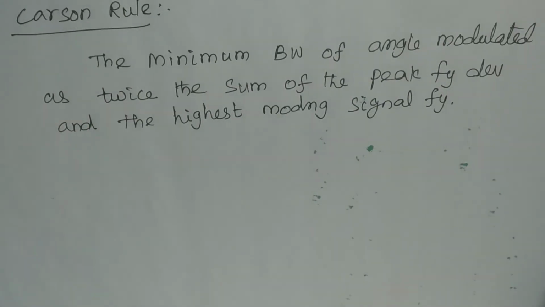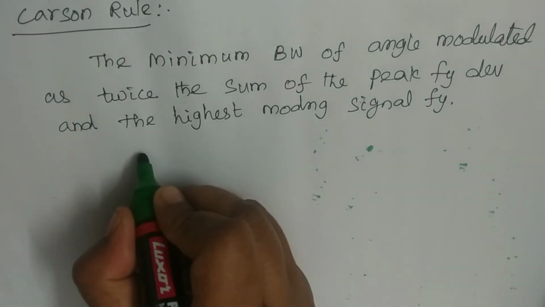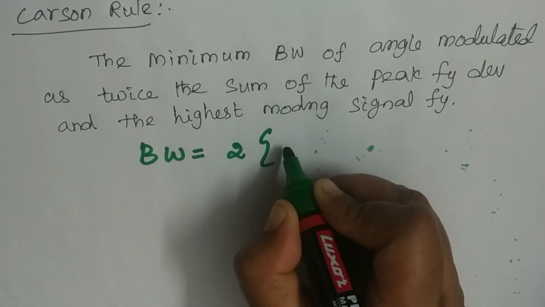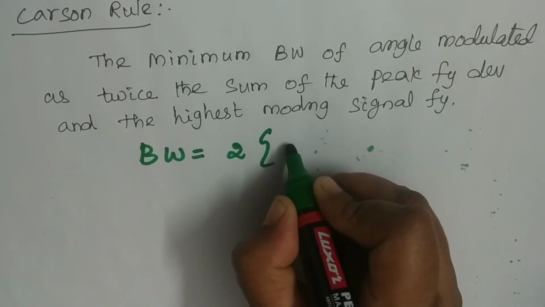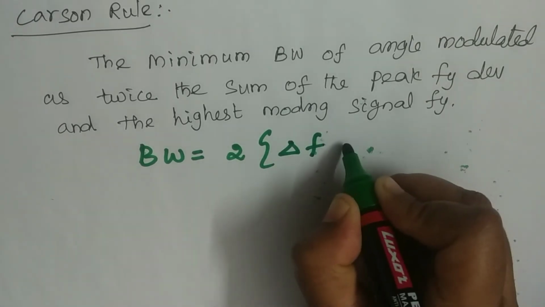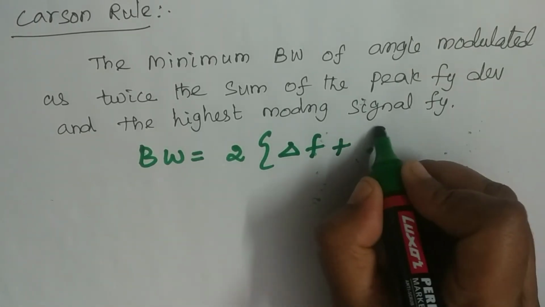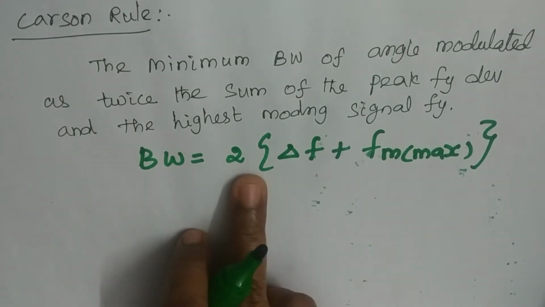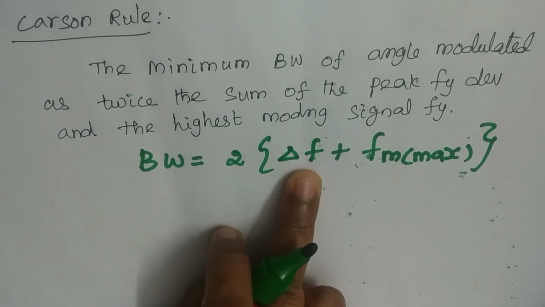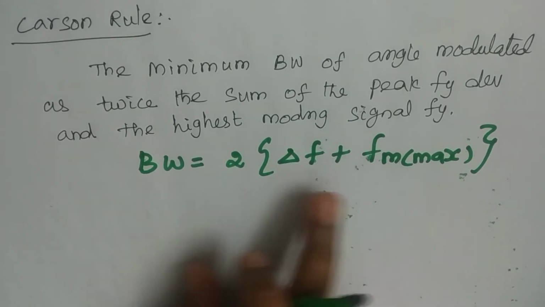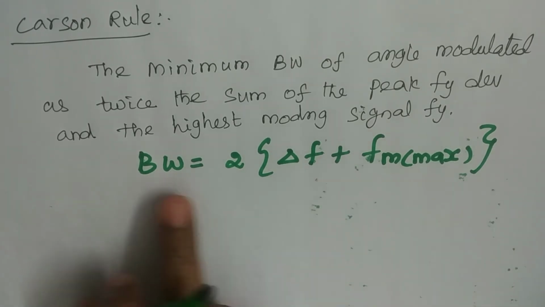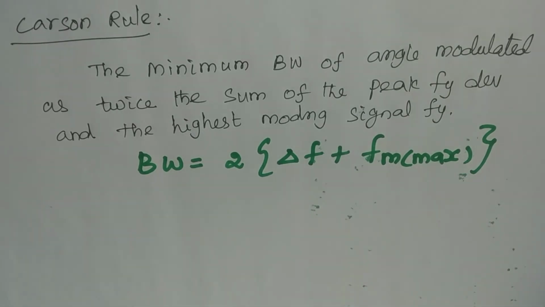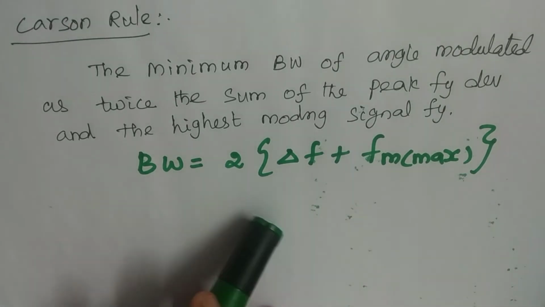It is nothing but: bandwidth for FM is equal to twice the sum of the peak frequency deviation delta F and the maximum modulating frequency. So this is the bandwidth for FM. Bandwidth for FM is twice the frequency deviation plus maximum modulating frequency. So this is called Carson rule.